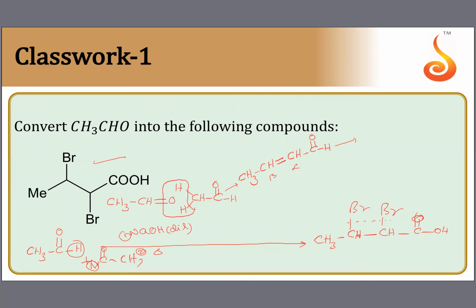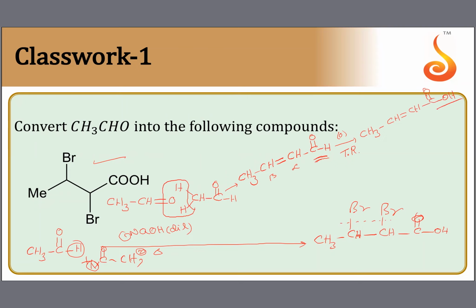Then what do you have to do? 2 bromines we have to add. At the same time, CHO should be converted into COOH. So first we will oxidize the CHO by using an oxidizing agent. Here the better oxidizing agent is Tollens reagent or Fehling's reagent. Then only we can oxidize the aldehyde group without disturbing the C=C double bond. So CH3, CH double bond, CH remains present. CHO will be oxidized to COOH.